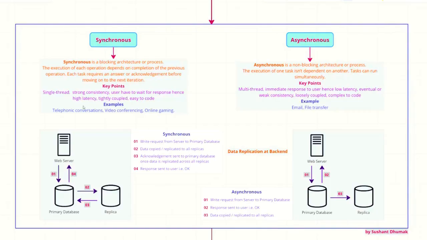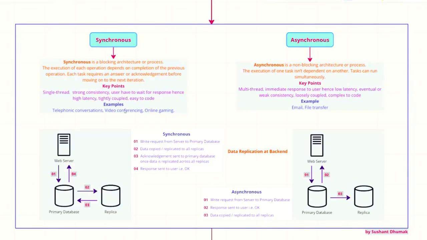So let's look at that same example here again. But before that, we'll also see some key points: single thread. I've also mentioned strong consistency here. The user has to wait for a response. Hence, sometimes it's a little higher latency. I'm not saying very high, but a little higher. And it is tightly coupled, in the sense that unless and until everything is done, you don't get any response. And if there are any failures while copying the data to replicas, we have to handle those. But this is an easy-to-code scenario, where it is just a sequential process that you need to follow and get a response.